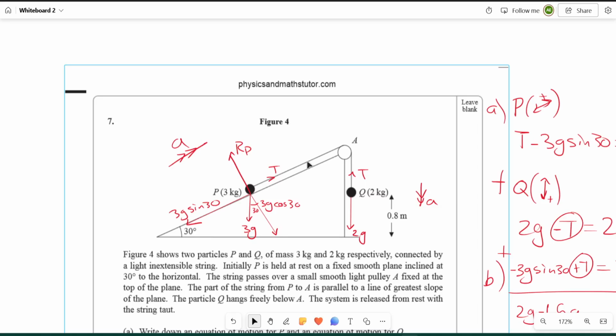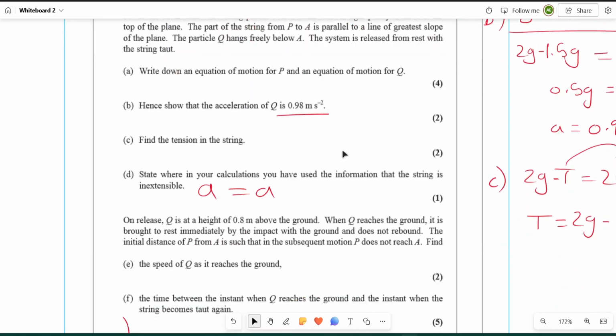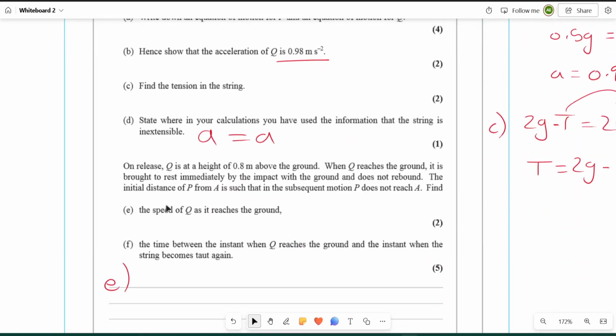Okay, it's just gonna continue moving a little bit to the top. However, it says that in the subsequent motion, it's not gonna reach the pulley. This is what the question is telling you. The question here tells you to find the speed of Q as it reaches the ground.